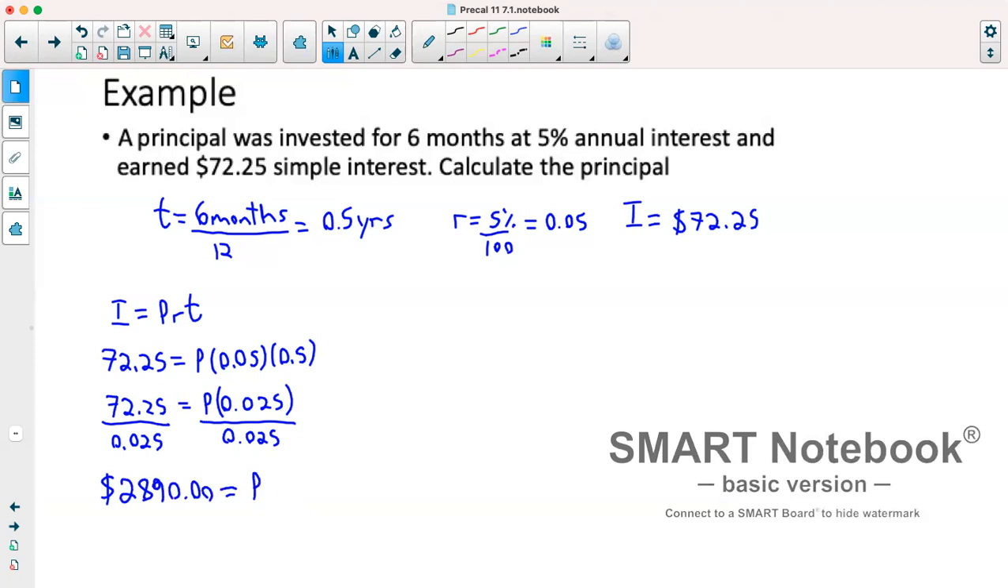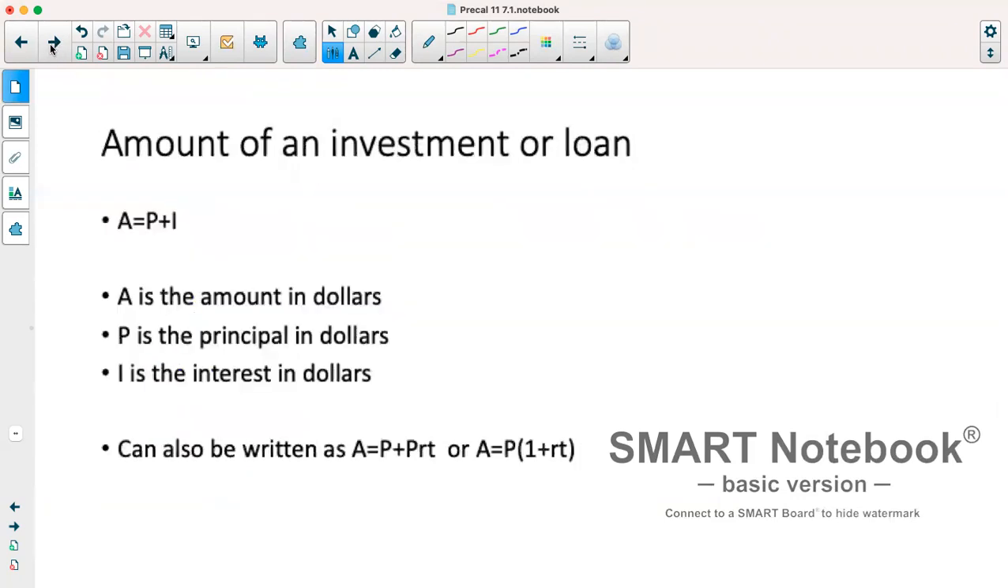Okay, so we'll now look at another formula, amount of an investment or loan. The total amount that we have after the investment is equal to how much we invested plus the interest earned. So A is our amount in dollars, P is our principal, I is our interest in dollars. Now this can be written as A is equal to P plus PRT, because we know that I is equal to PRT. So we're just substituting this in for our I value. And we can see we've got P in both those, so we can factor that out and utilize this equation here. So A is equal to P times 1 plus RT.